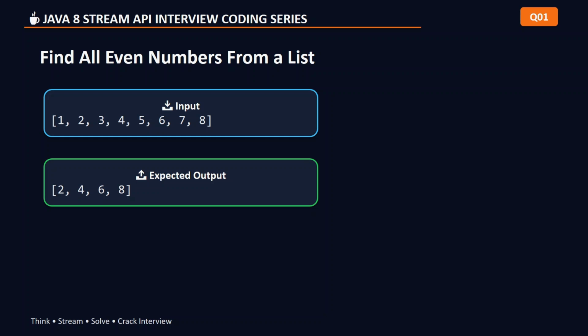So today's interview question is: find all even numbers from the given list using Java 8 Stream API. So here is the expected input. The input is 1, 2, 3, 4, 5, 6, 7, 8 and the expected output is 2, 4, 6, 8.